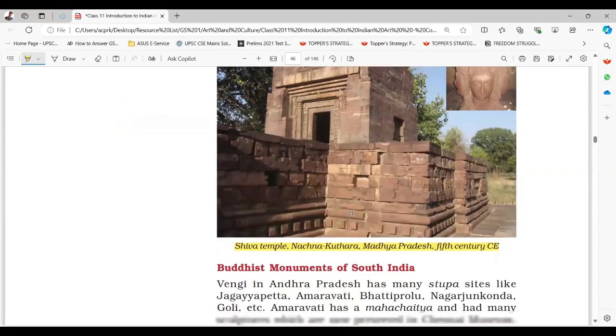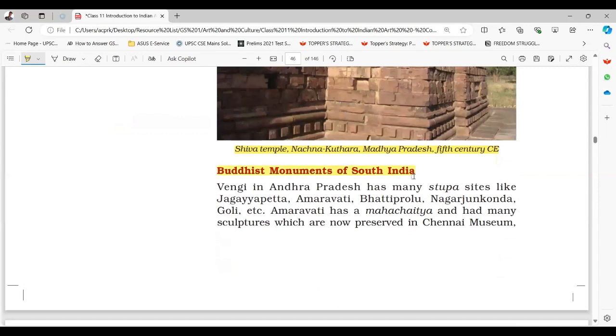Buddhist monuments of South India. Vengi in Andhra Pradesh has many stupas like Jaggayyapeta, Amaravati, Bhattiprolu, Nagarjunakonda, Goli, etc.